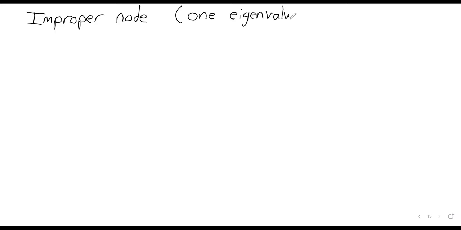One eigenvalue, and that eigenvalue has one eigenvector. So if we wanted to solve the system, we'd be breaking out our generalized eigenvectors. So we've got the fixed point. It's on the eigenvector.